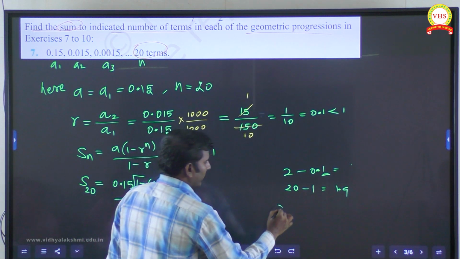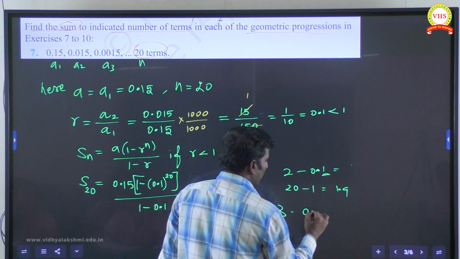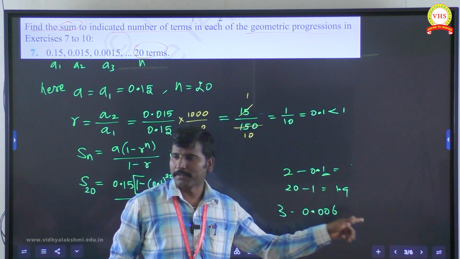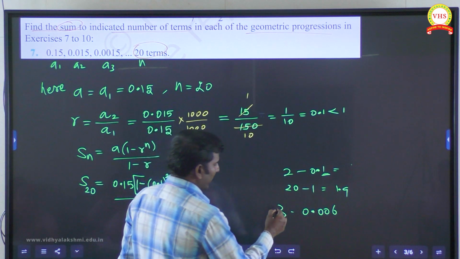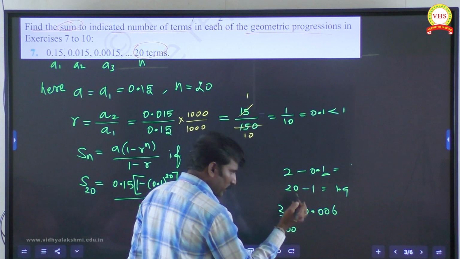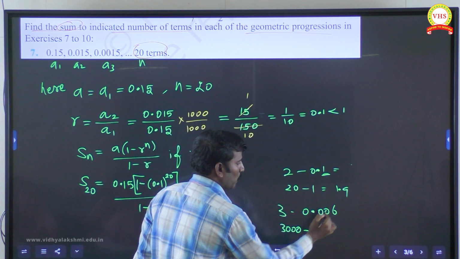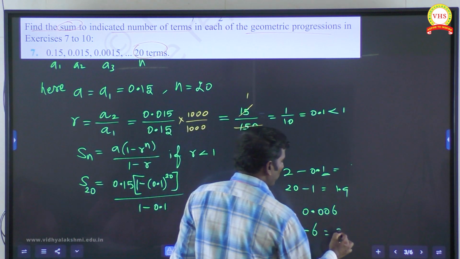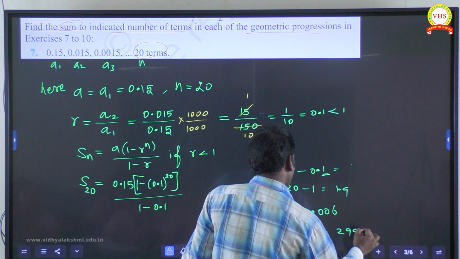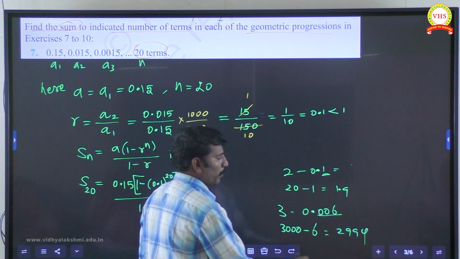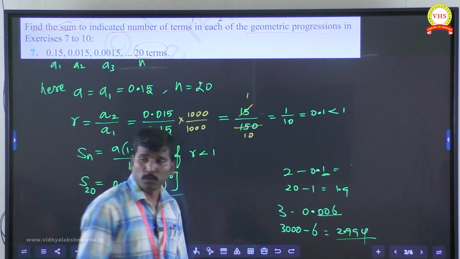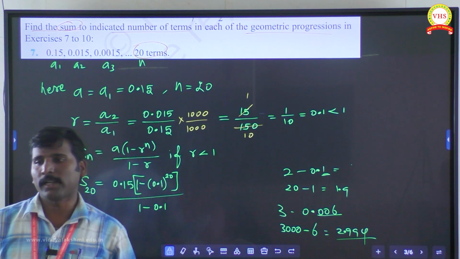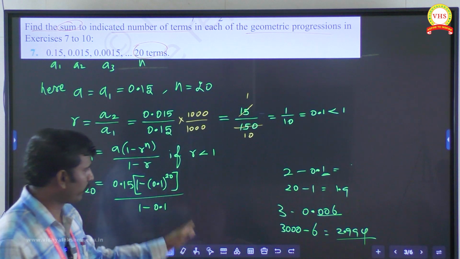This is like that: 3 minus 0.006, if we have. Point after how many digits do we have? 3 digits. Am I right? Then here you add, 3000 minus 6. When you subtract, what I'm getting? 2994. After how many digits do we have to give a point? 3 digits. Then you will get the required answer. This is an easy way to subtract, to add some decimal values. Understand? A better way to go.